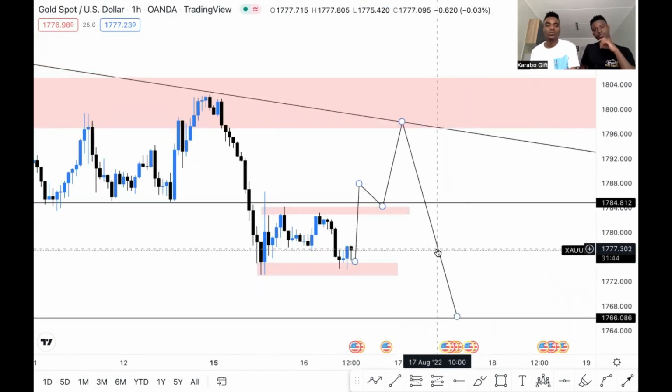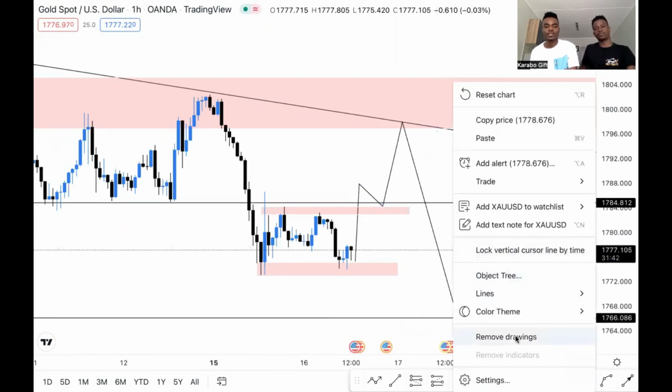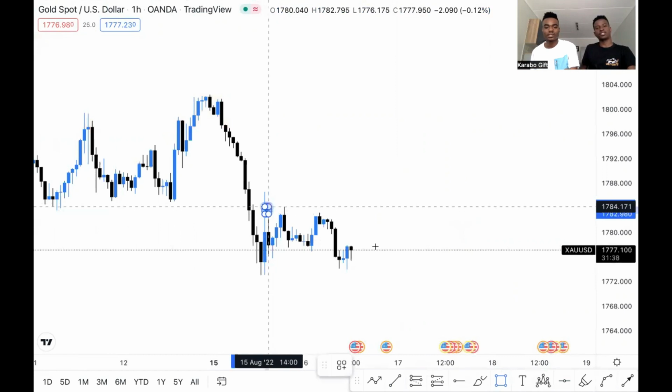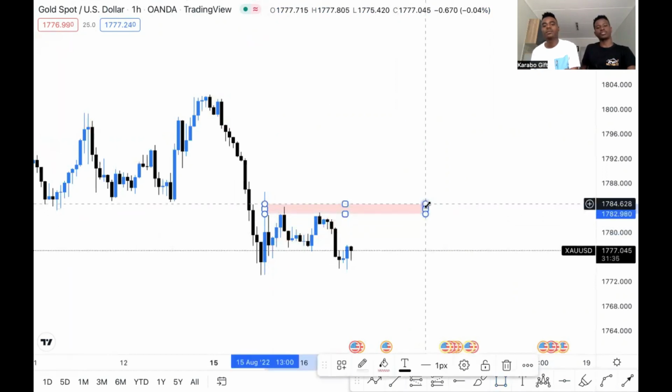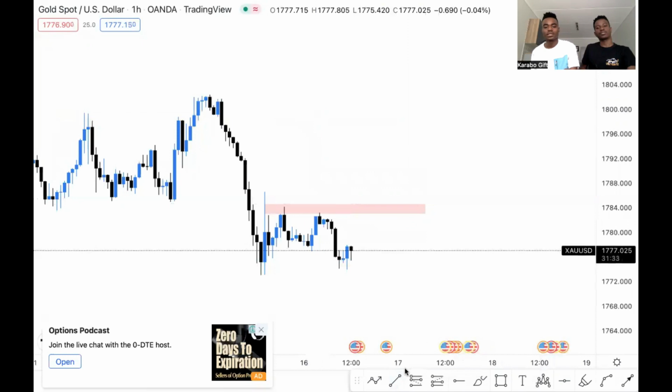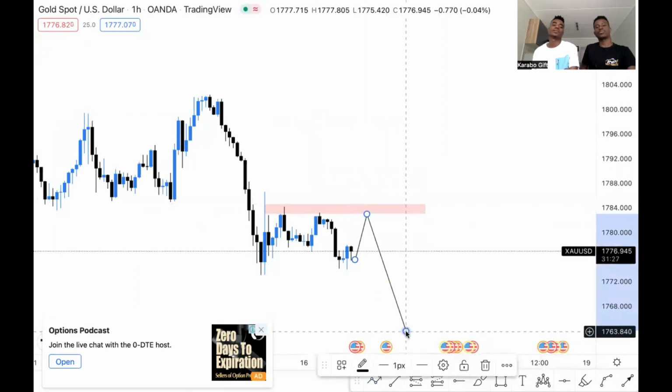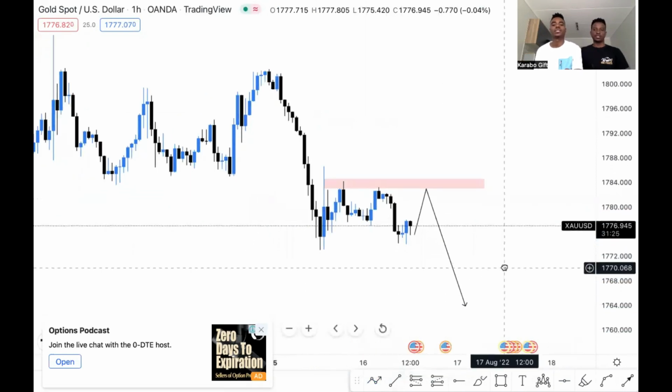So on gold, we're looking for the selling opportunity. Let's remove this. Then whatever, I can say we can try this here. At that point, it might be a good entry. Then we can say gold is going to move from this point to this point. Then we're coming back down to the bottom side. So that's how gold is.